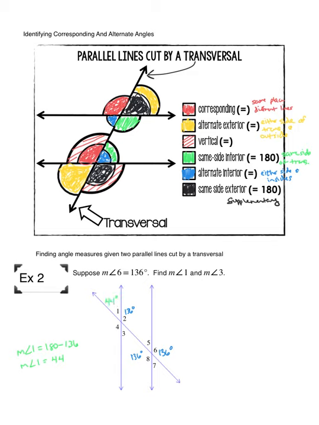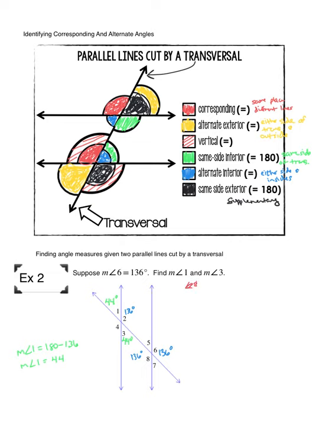So therefore, what's the measure of angle 3? Vertical angle, 44 degrees. Now, how can I check this? I'll show you. We're going to use one of the properties above in the chart. Angle 3 and angle 8 are same side interior.